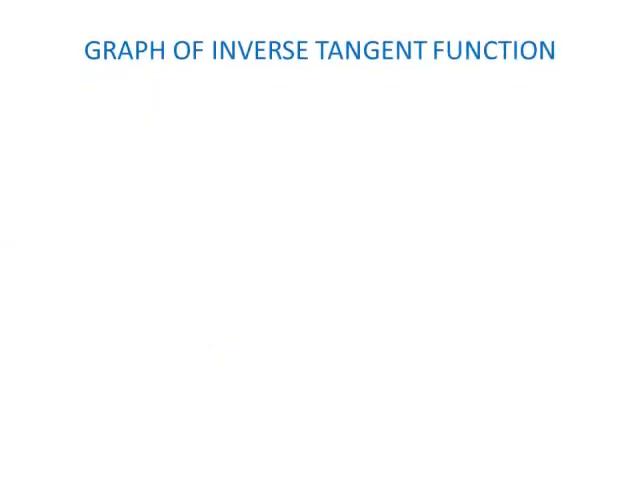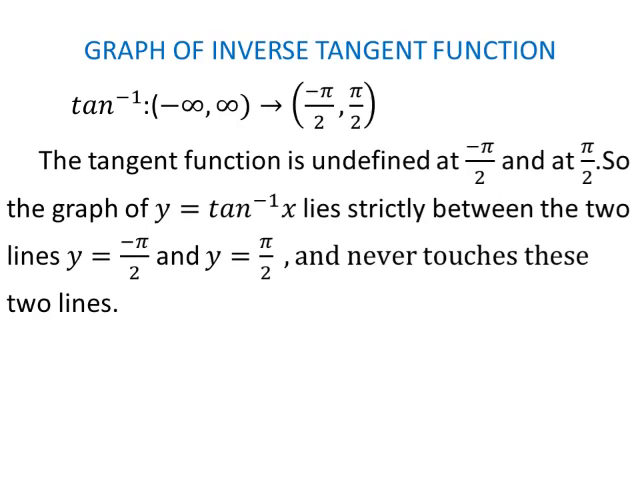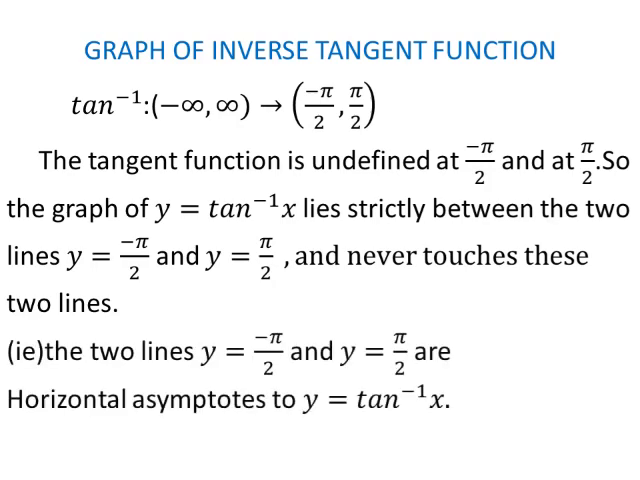Now we can see the graph of the inverse tangent function. Tan inverse is defined from the interval minus infinity comma infinity to the open interval minus pi by 2 comma pi by 2. The tangent function is undefined at minus pi by 2 and at pi by 2. So the graph of y equal to tan inverse x lies strictly between the two lines y equal to minus pi by 2 and y equal to pi by 2 and never touches these two lines. That is, the two lines y equal to minus pi by 2 and y equal to pi by 2 are horizontal asymptotes to y equal to tan inverse x.